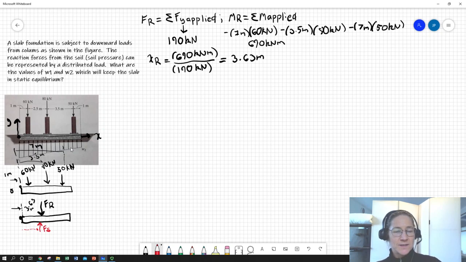So what we need to ask ourselves in terms of finding W1 and W2 is, and we can flip this over to make it a little bit easier, how do we come up with something? And remember, the soil is actually acting on a little bit different area than we considered, because we've got a little bit more room here.